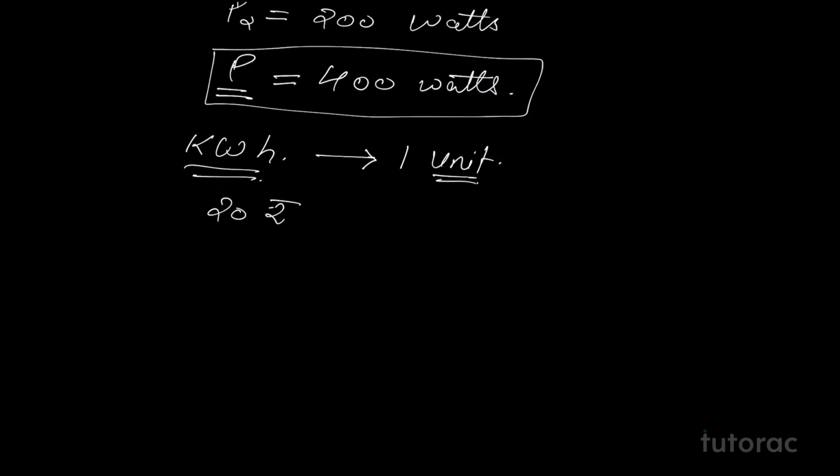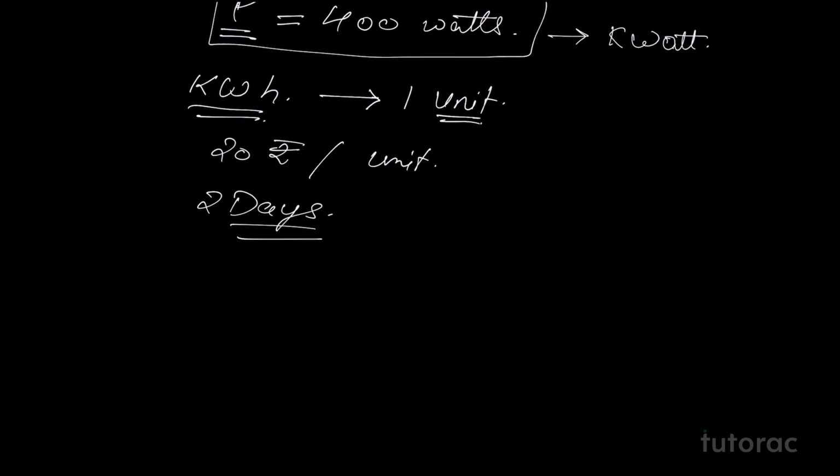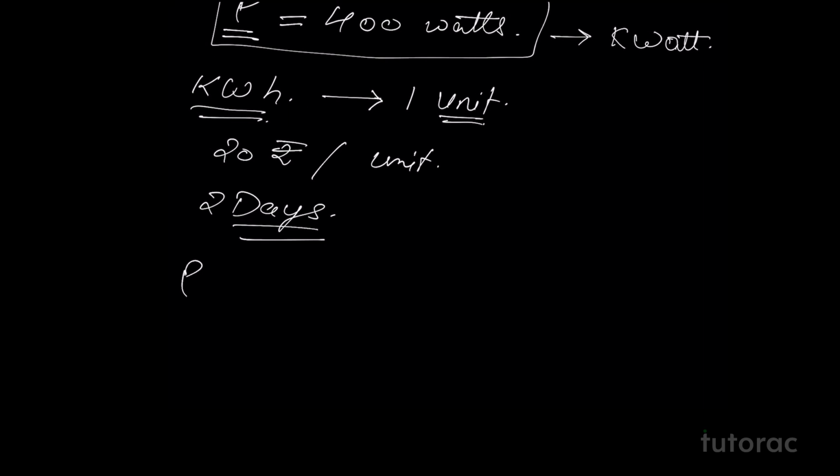Now, let's say in my place the electricity bill is something like 20 rupees per unit. And these two electric bulbs are continuously on for, let's say, 2 days. Now, in order to define this power of 400 watts in terms of kilowatt hour, first I'll be converting this power, watt, into kilowatt. To do so, I just have to multiply by 10 to the power minus 3. So I'll get the power as 0.4 kilowatt.